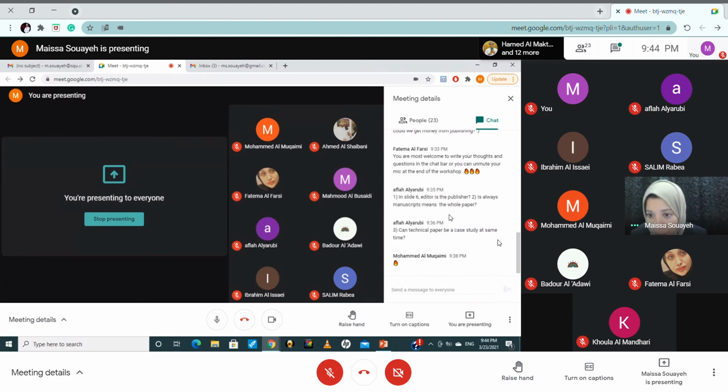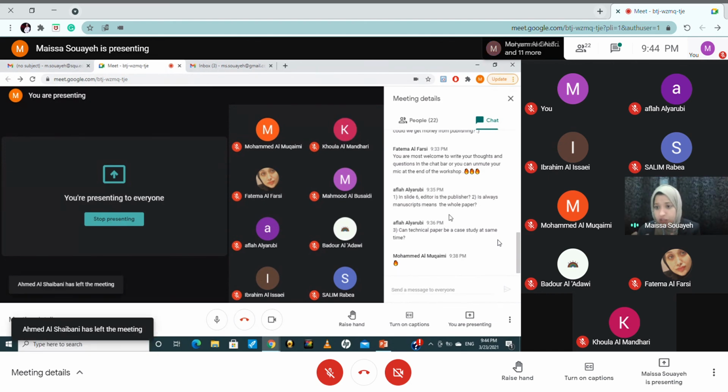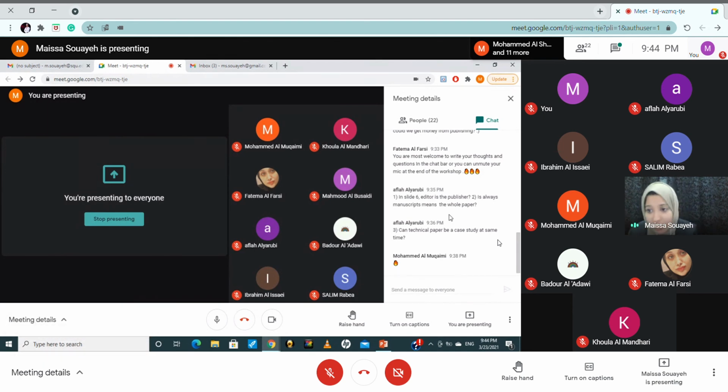Can a technical paper be a case study? Yeah, of course. A case study is one form of a technical paper, because a technical paper, as the words say, is just a document that describes a process and results. So it can be a case study.